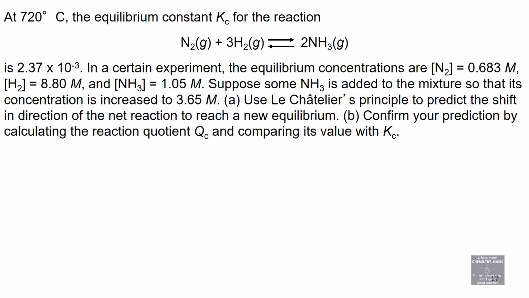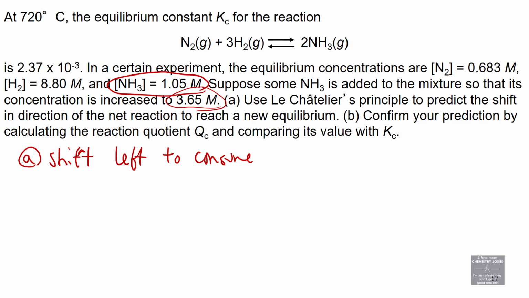Okie dokie. NH3 was the concentration when it was at equilibrium, but we have increased the concentration of NH3. So A, the reaction will shift left, to consume products, to consume the extra NH3. Okay, confirm your prediction by calculating Q.